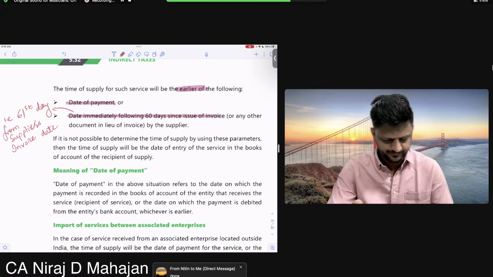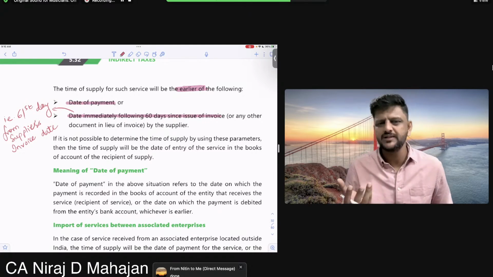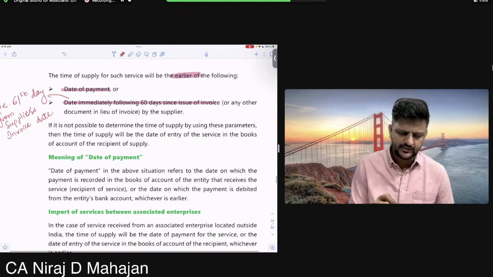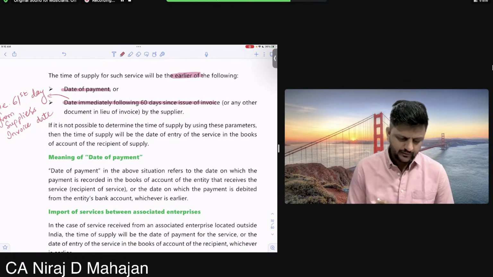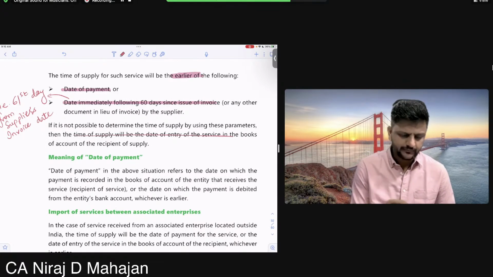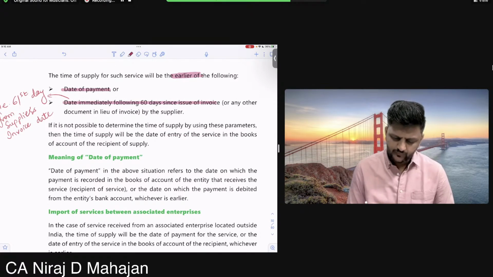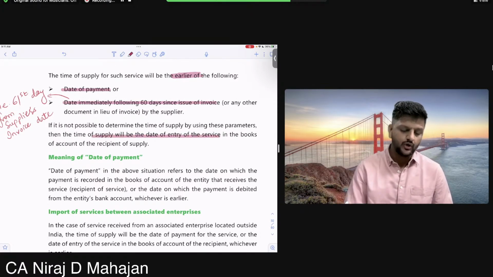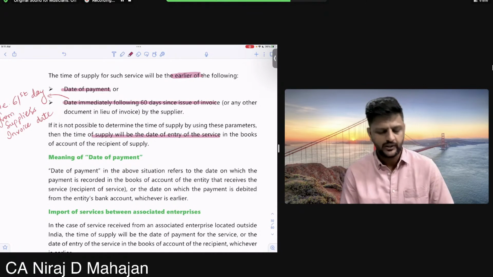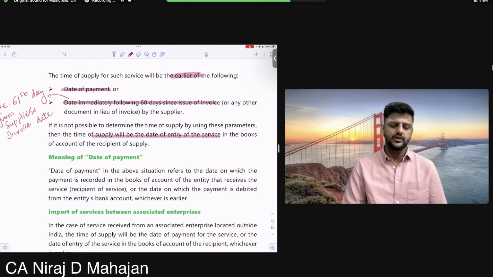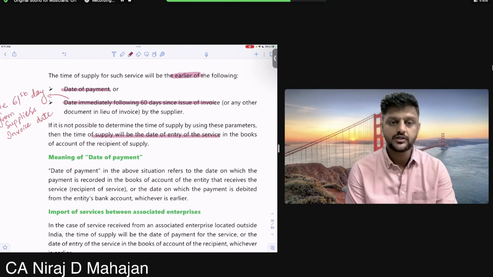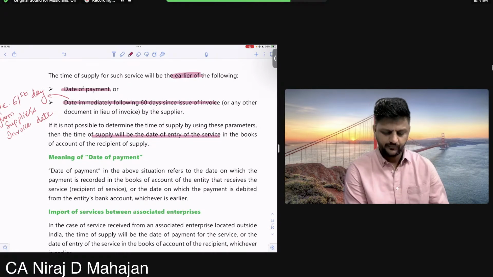Done. Can we go ahead? If it is not possible, same thing, okay? To find anything like these, any of the parameters, the time of supply will be the date of entry of service in the books of account of the recipient of supply. When have they received the supply? If the payment is not clear or the supplier's invoice is not available, then okay.